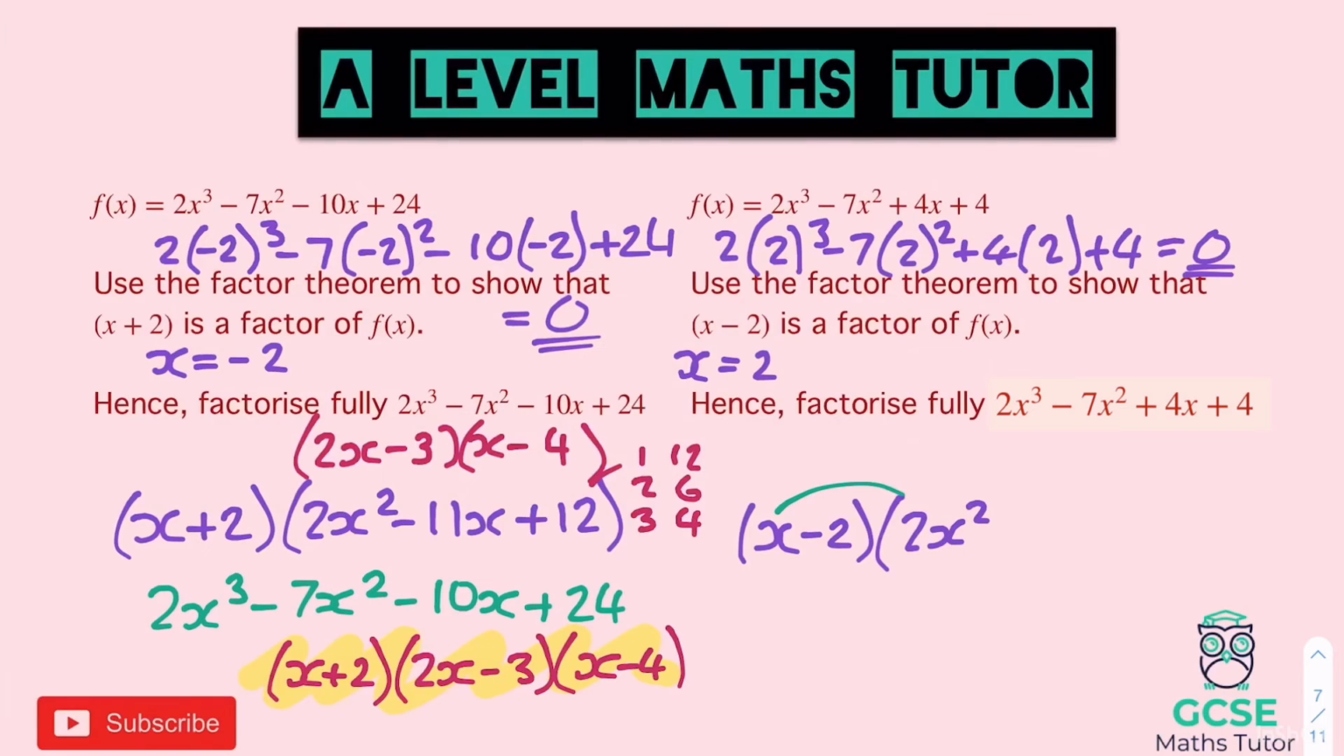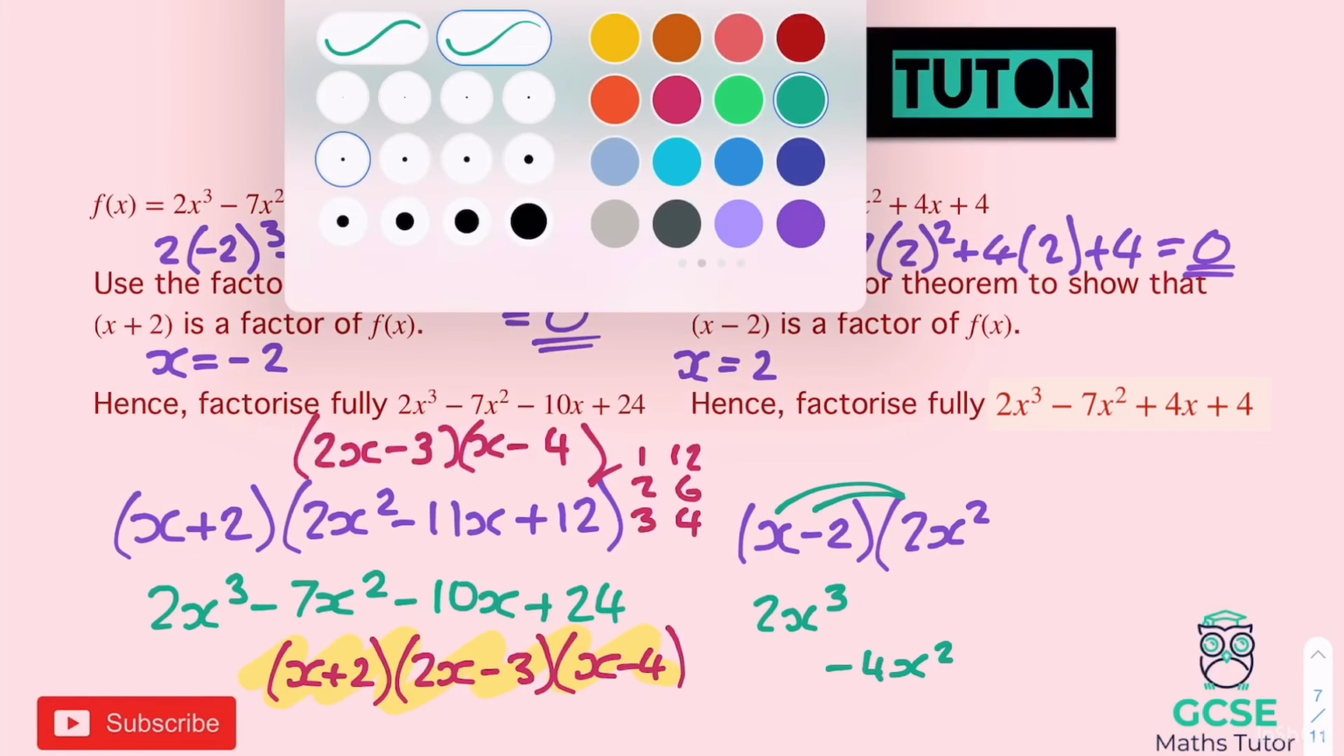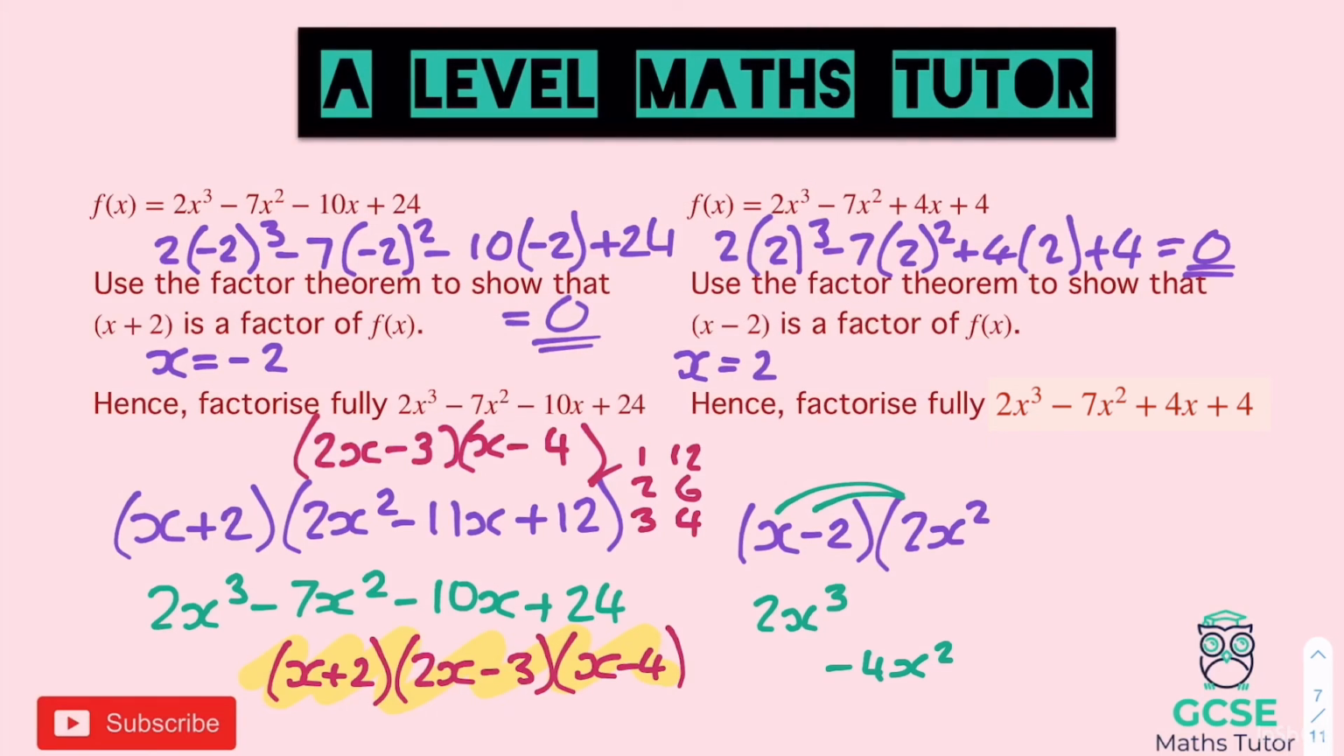X times the 2x squared gives us our 2x cubed, but it also makes minus 4x squared. So minus 4x squared. Now we're trying to get to minus 7x squared. So let's have a look. We need to put an extra minus 3x in there. There we go. That's going to give us another negative 3x squared. So let's just expand that and see what we get.